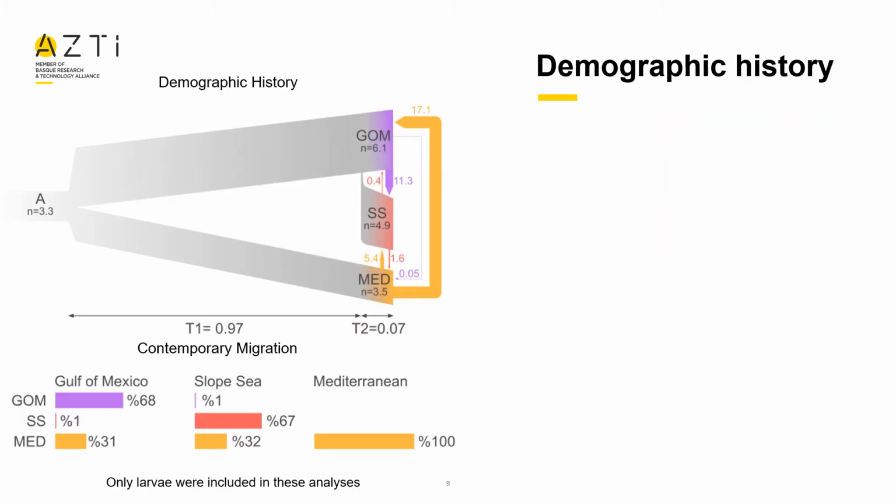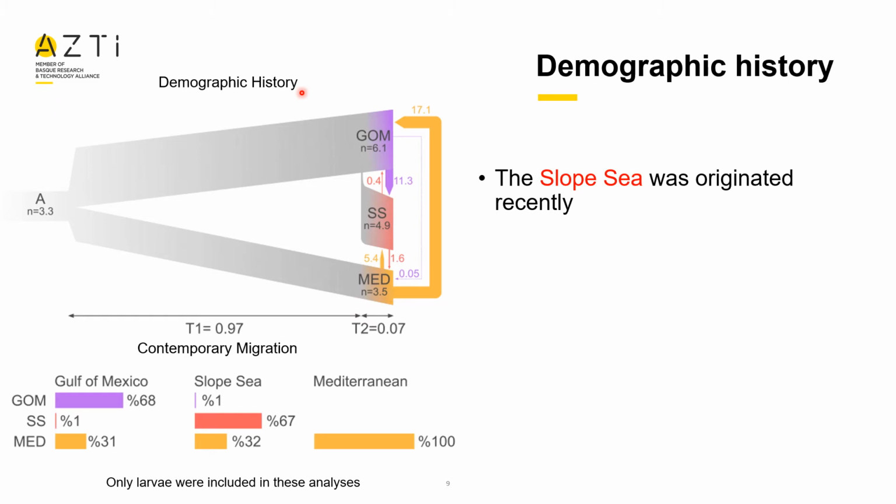Inference of the demographic history of the three spawning grounds based on genetic markers shows that, on one hand, the Slope Sea spawning ground originated from the Gulf of Mexico relatively recently in the history of the species, and that, on the other hand, the three spawning grounds have been connected through genetic exchange, represented by these arrows here.